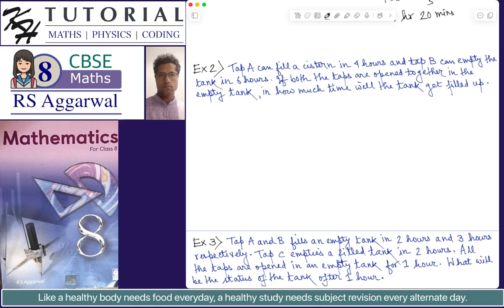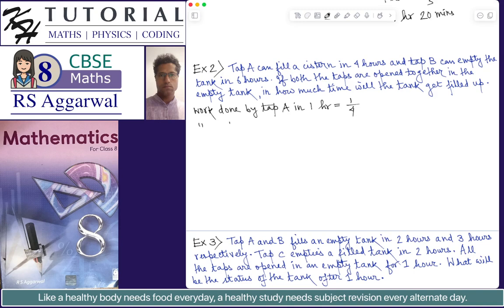Okay, so first we need to find the work done by the individual taps in 1 hour. So work done by tap A in 1 hour will be equal to 1 by 4, since it is given that in 4 hours the tap A can completely fill a cistern.